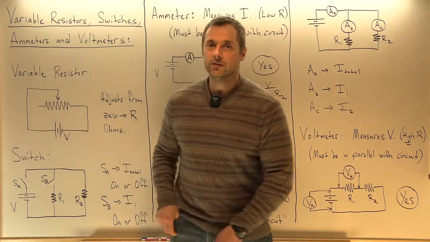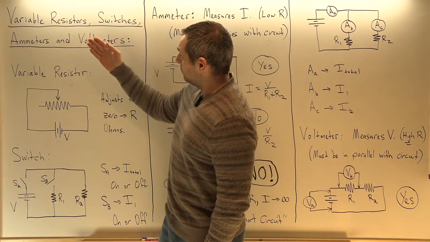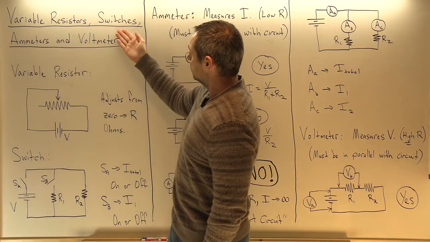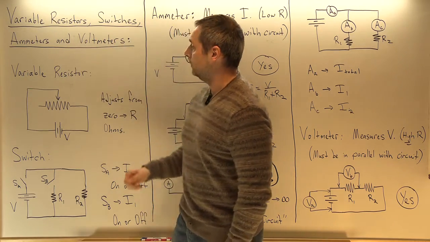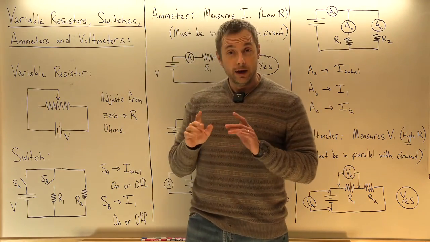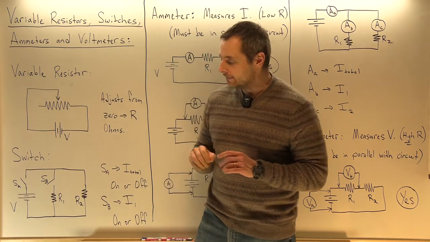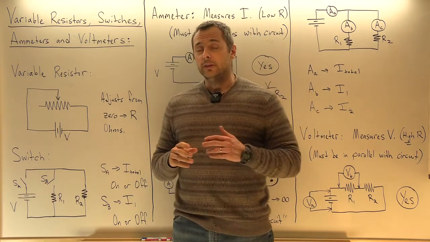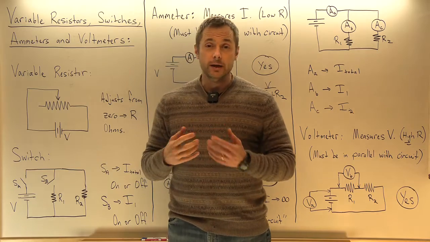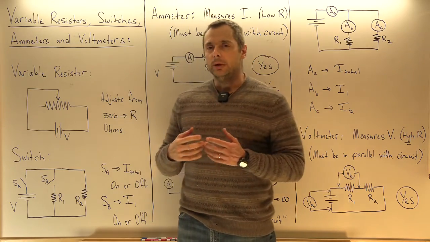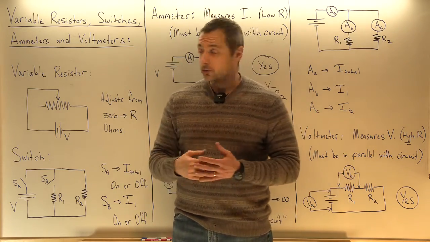Hello physics students. In this video I'm going to be explaining what variable resistors, switches, ammeters, and voltmeters are, and also how to connect them properly into a circuit. So this video is going to be a little different than the other circuit videos in that there won't be any calculations. Everything will be conceptual with drawings.